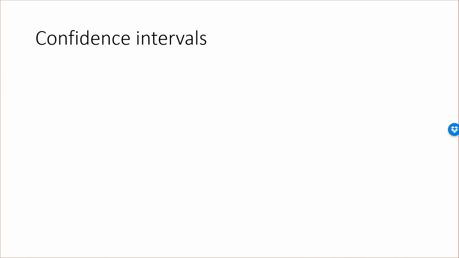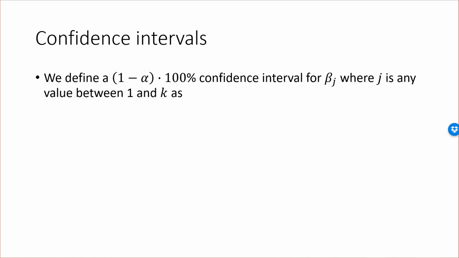So for confidence intervals, the first thing we have to do is to decide the level of significance. If I decide on an alpha which is 5%, then I would create a 95% confidence interval. So for an arbitrary alpha between 0 and 1, the confidence interval would be 1 minus alpha times 100%. And we create those for all the betas, so I can do it for beta 1 through beta k.